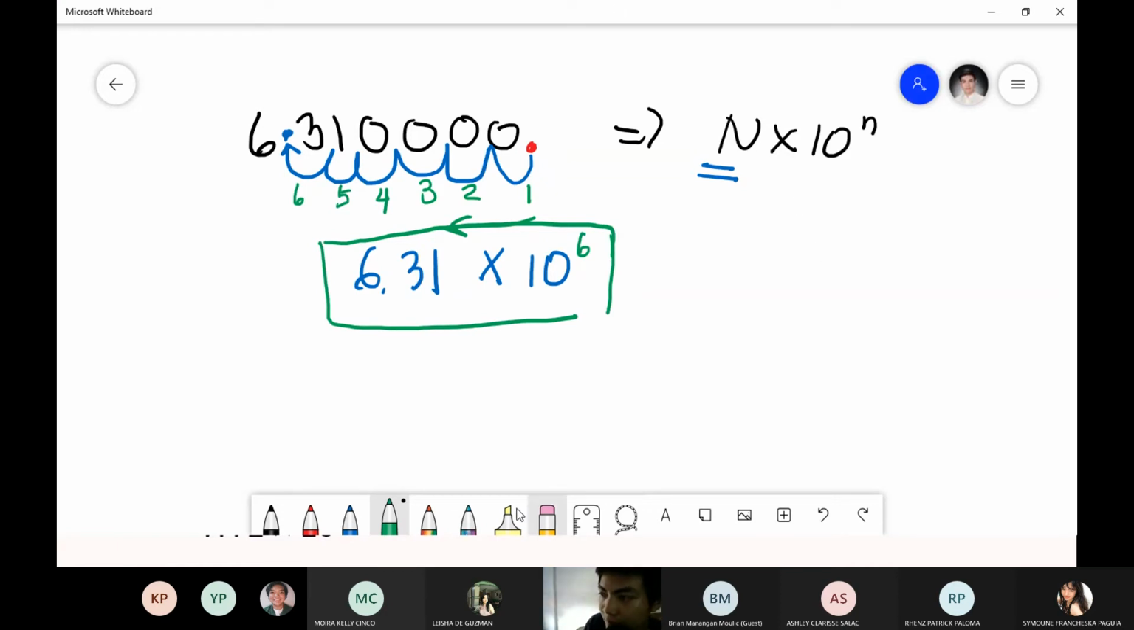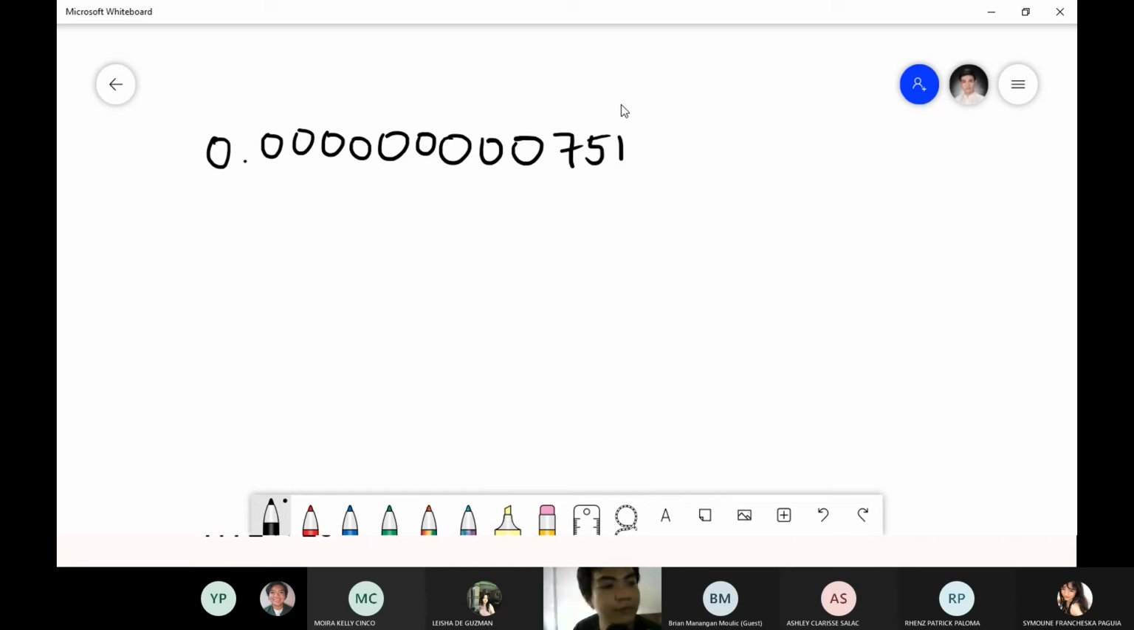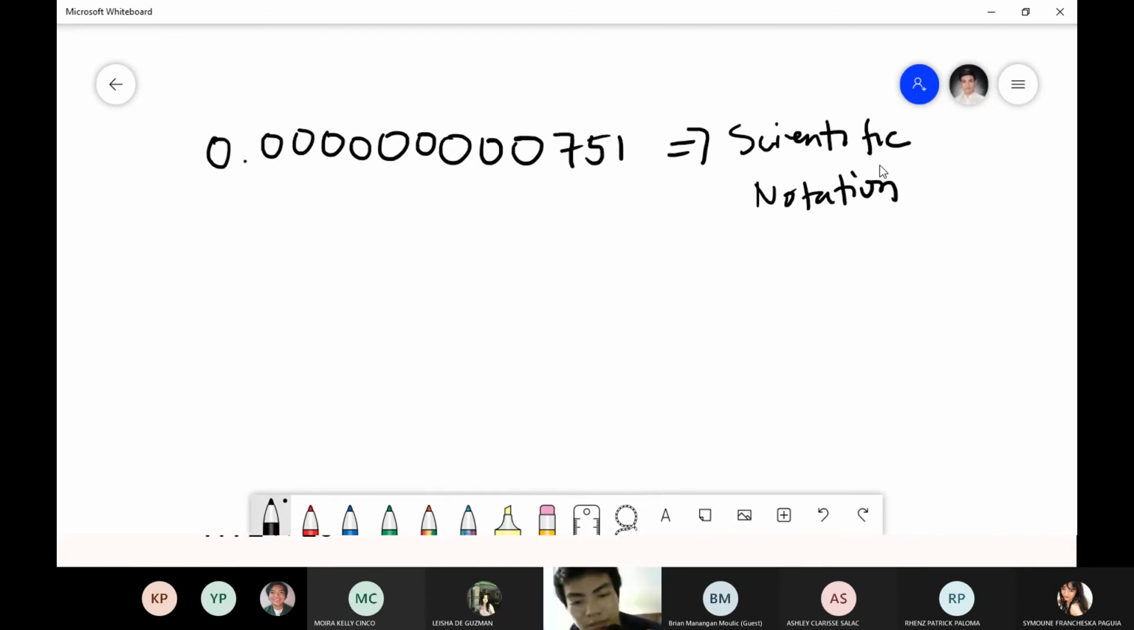Okay, so let's try another number. Let's have 0.000000007. Ayan. Then 751. I want you to convert this into scientific notation. Let's try to convert this into a scientific notation. Bilis niyo mag-ano na. Madali lang to, na. Siguro familiar na kayo dito.